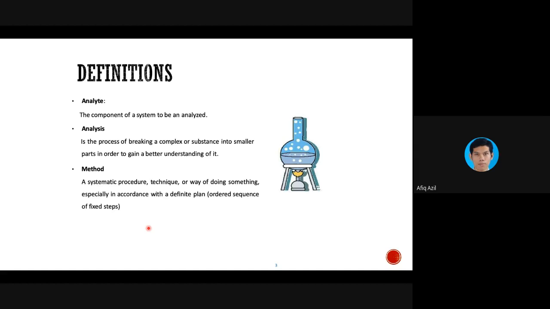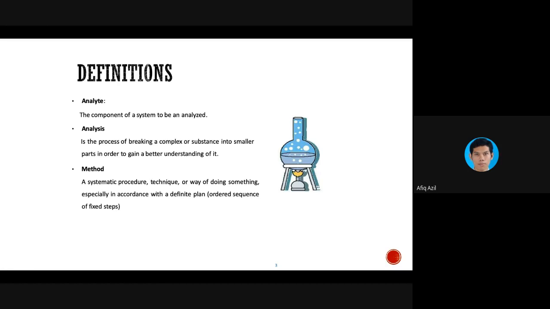And then analysis is the process of breaking a complex substance into smaller parts in order to gain a better understanding of it. And method is the way for you to achieve the parameters that you want to measure. So a systematic procedure or a technique of doing something, or way of doing something. Okay, especially it must be in accordance with a definite plan.